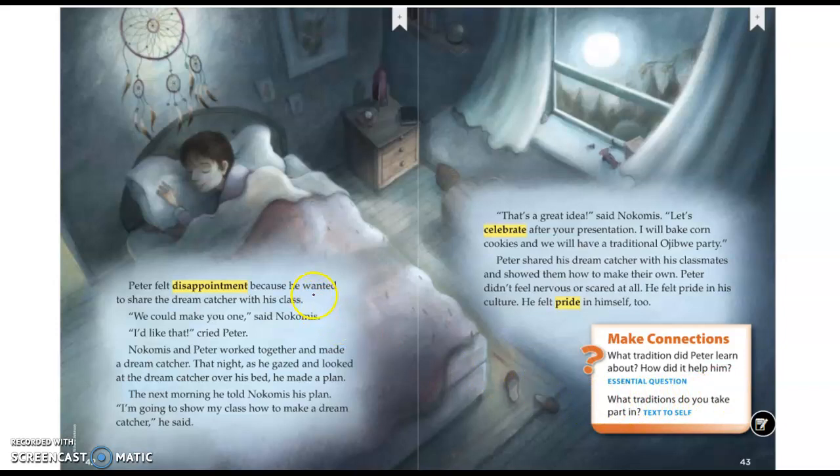So now Peter's reacting in a different way. What is he feeling now? Yeah, he's feeling disappointment. So first he started to get excited. Now he's feeling sad again.